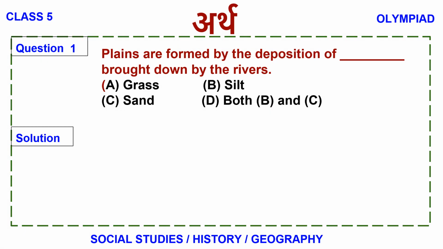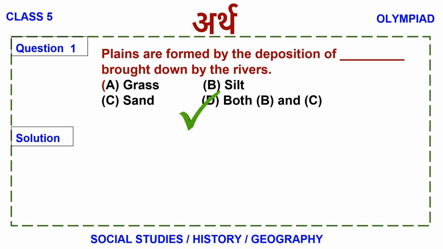Plains are formed by deposition of dash brought down by the rivers. Grass, silt, sand, both silt and sand. You have 5 seconds. 5, 4, 3, 2, and 1. Well, before that, B and C is the answer, silt and sand, no doubt about it.